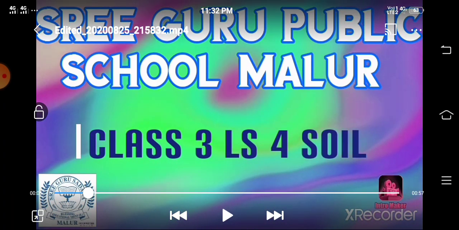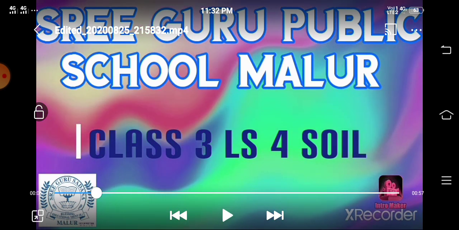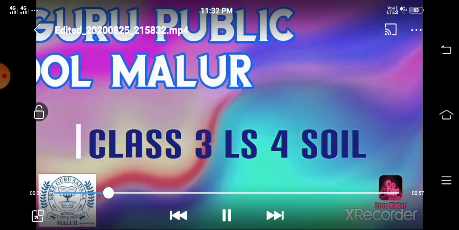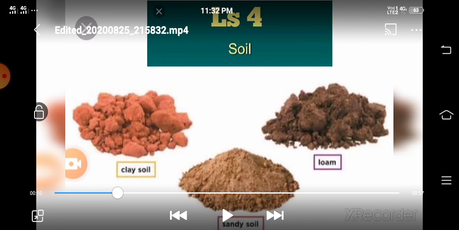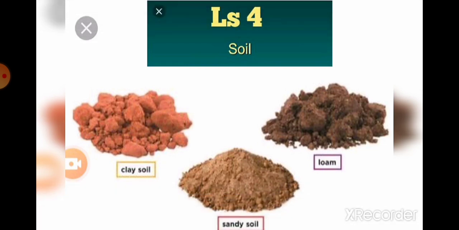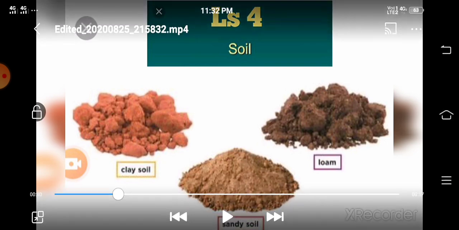Soil is very important for us to grow plants. So, let us see how soil is formed. You can see in this picture there are different types of soil in different colors. Clay soil, loamy soil and sandy soil.